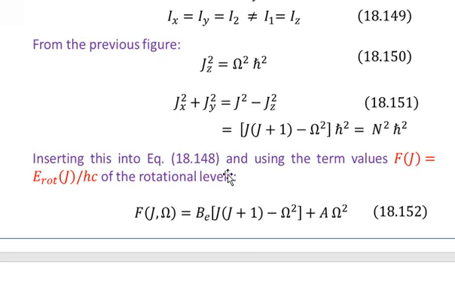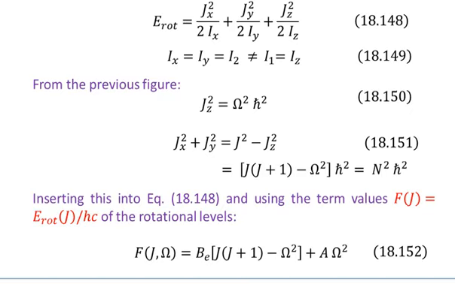So inserting this into equation number 148, and using the term value F of J, which is the rotational energy of the molecule as a function of J divided by hc of the rotational levels, F of J can now be written as F of J and omega, that is F is a function of J and omega. This is equal to B times J into J plus 1 minus omega square plus A times omega square.